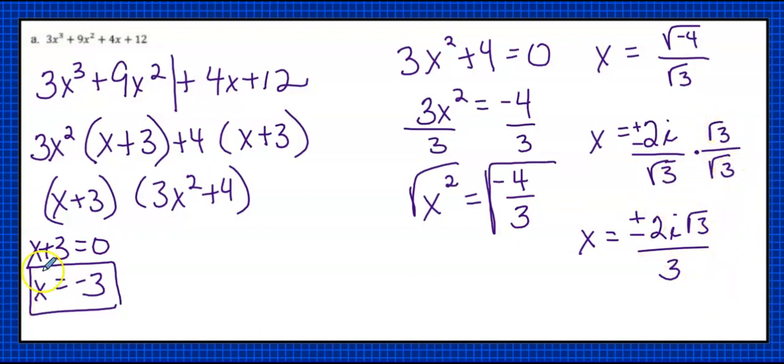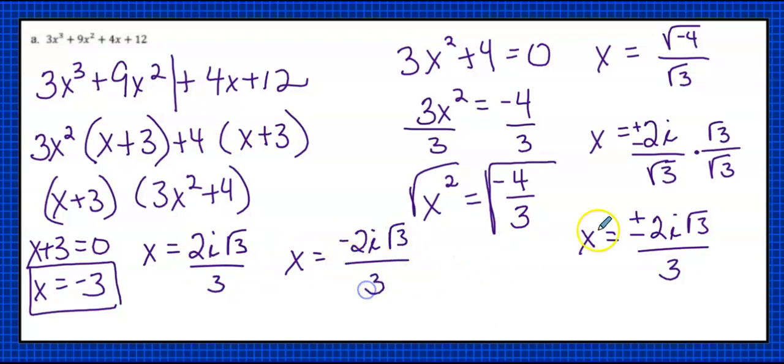And our answer, so our 3 roots are negative 3, positive 2i root 3 over 3, and negative 2i root 3 over 3. And I didn't really talk about how I got the 2i over here, but this is square root of negative 1 times square root of 4. So that's going to be i, and that's going to be our plus or minus 2.